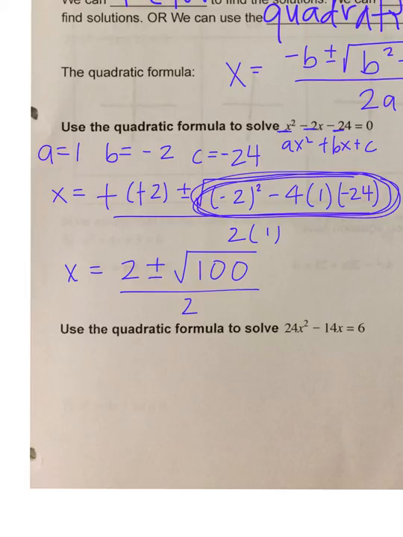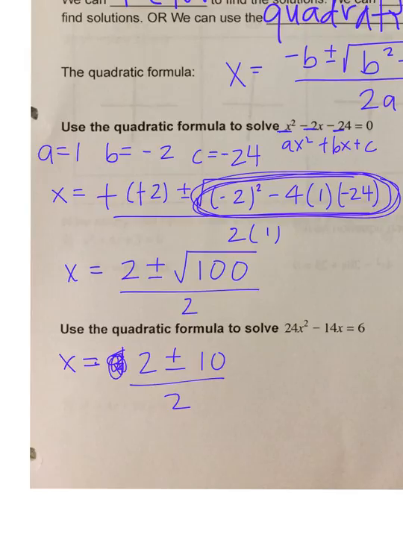From here, we need to find the square root of 100. Everybody knows where that is on your calculator. Square root of 100 is 10. So I'm just going to keep going. x equals 2 plus or minus the square root of 100, which is 10, all over 2.